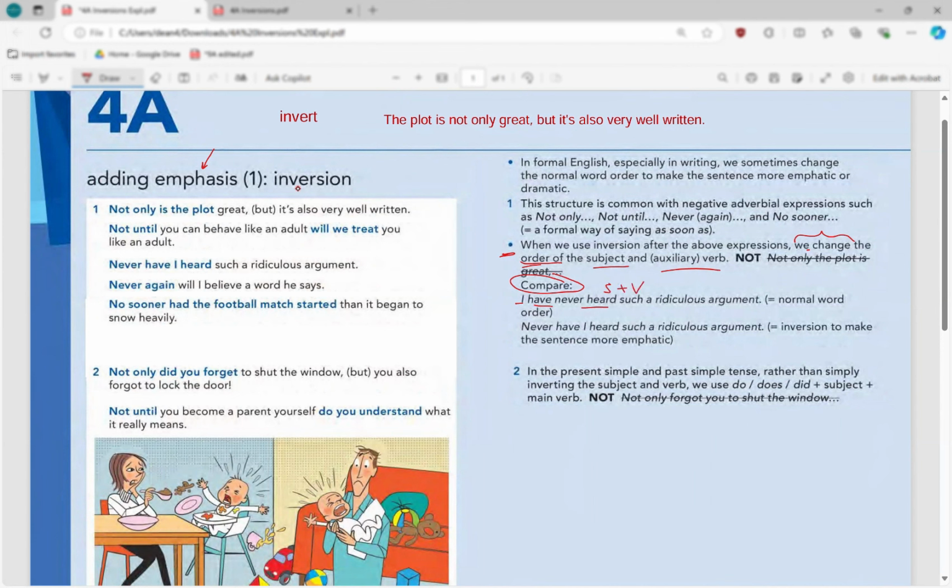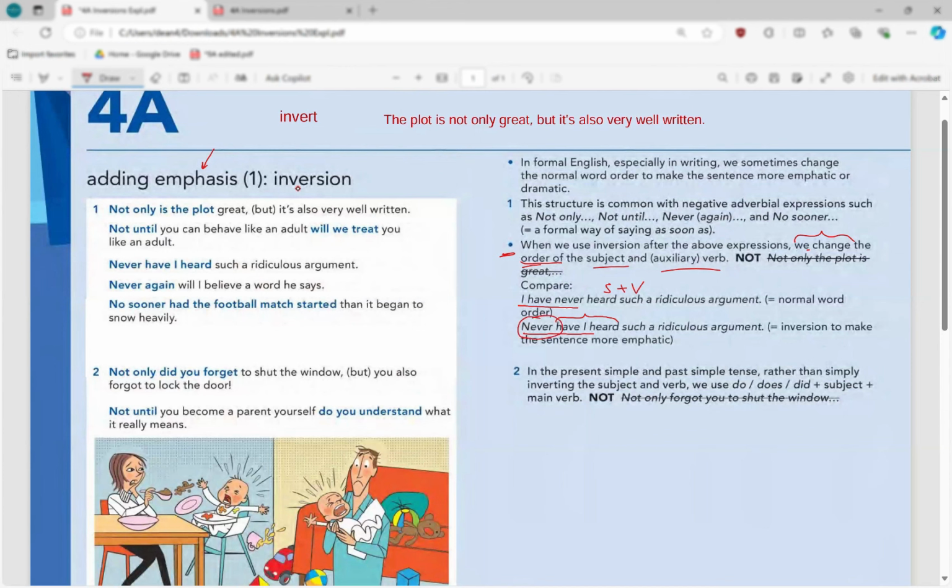But what about "never"? Look, "never," when I put it here at the beginning, then I should invert "have" before "I." See, "have I." Can you see that, guys? Right? "I have never" is becoming "never have I." Here's the difference. So "have I heard?" This is almost like a question structure, but it's not a question, guys. It's not a question because I can understand from "never" that it is an inverted sentence.